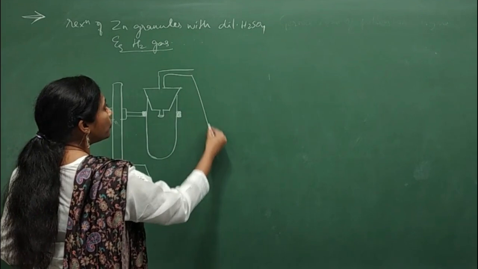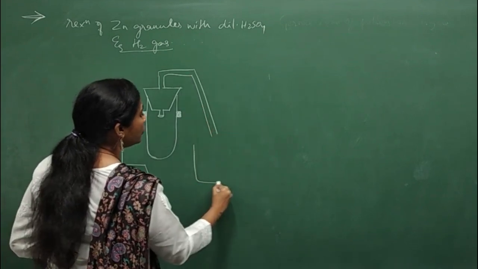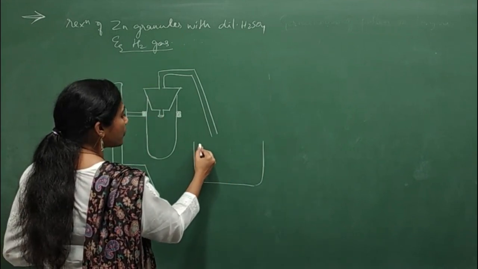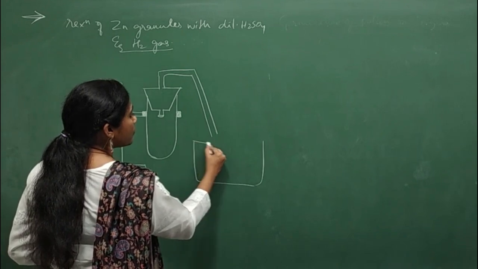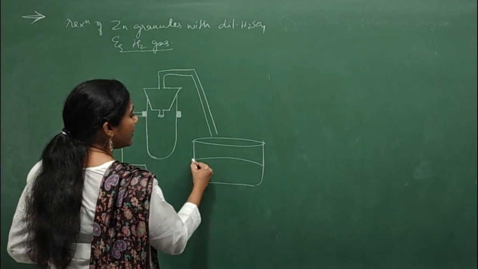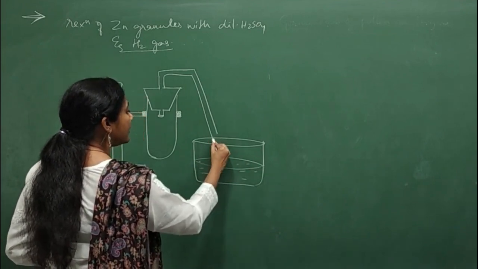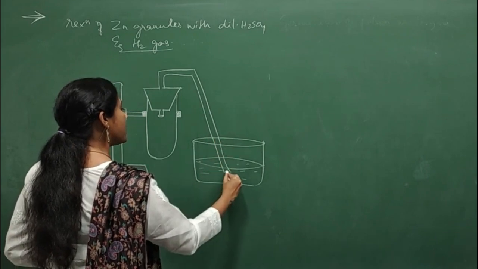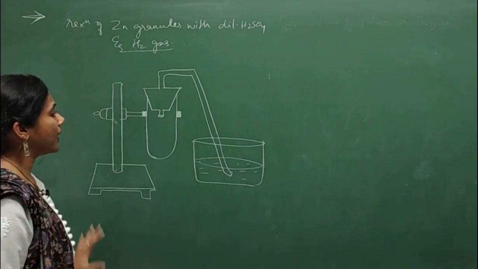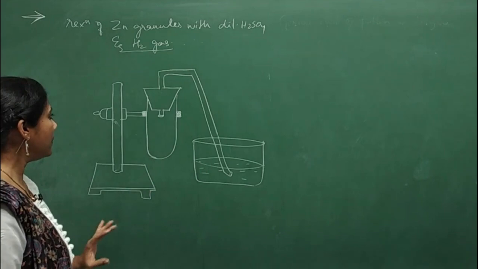This pipe would move all along and go into a soap solution. This is our beaker which has soap solution all over, and that delivery tube is inside the soap solution. This is the outline of the diagram.